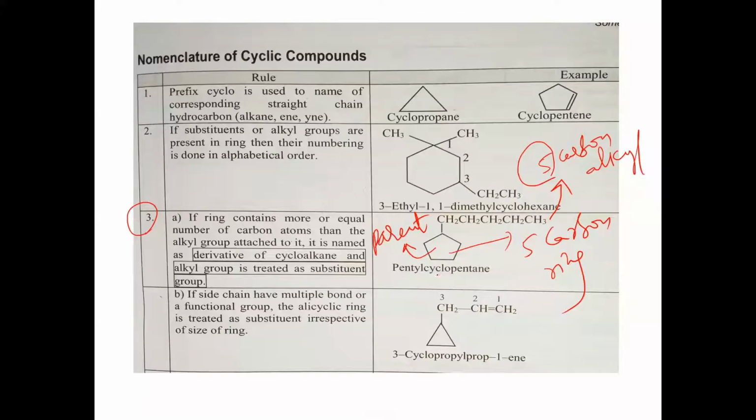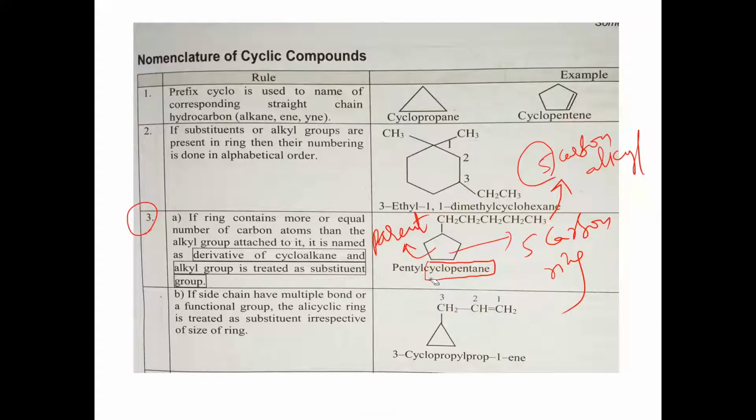So cyclopentane. The ring is formed by 5 carbons, so we have to say pentane. Between all carbons, only single bonds are there. Pentane. And before pentane, what are we writing? Cyclo. So cyclopentane is what now here? The parent compound.